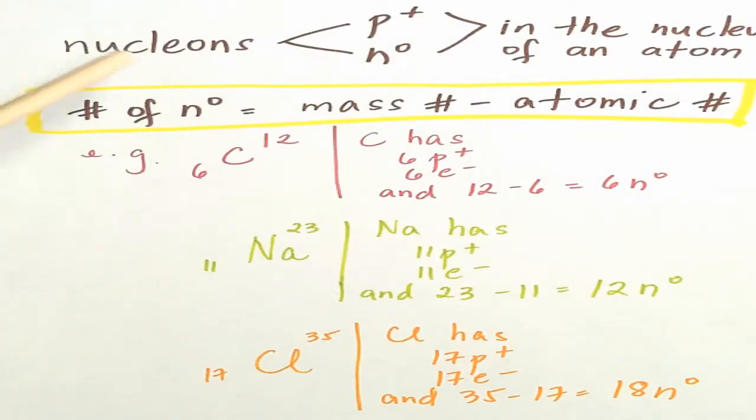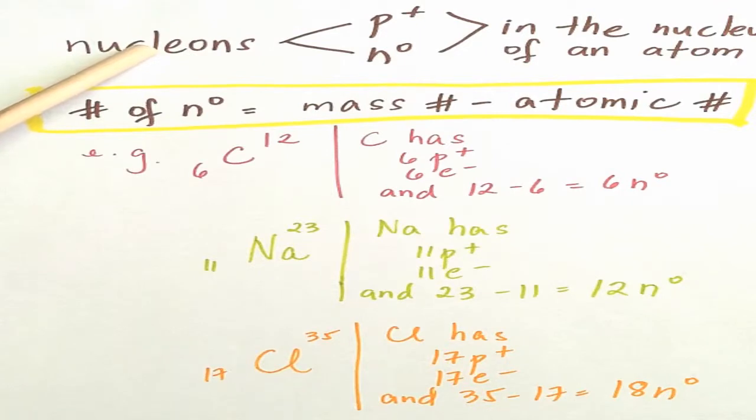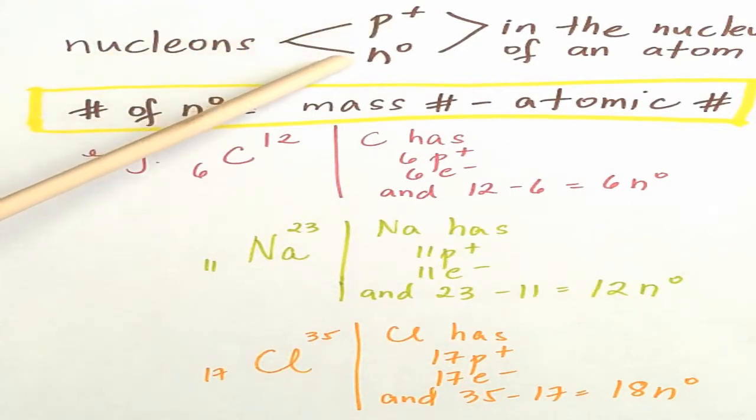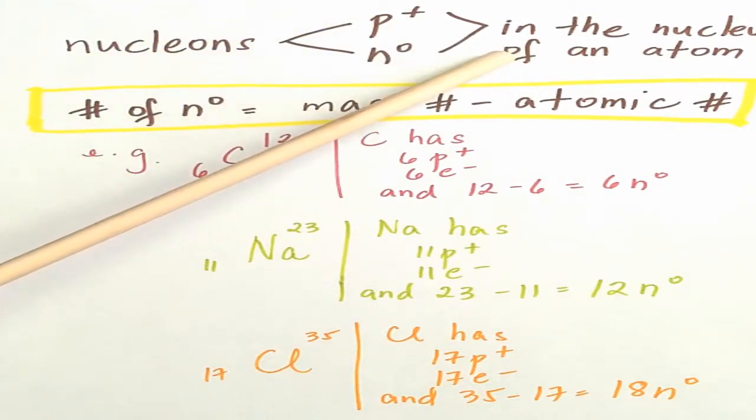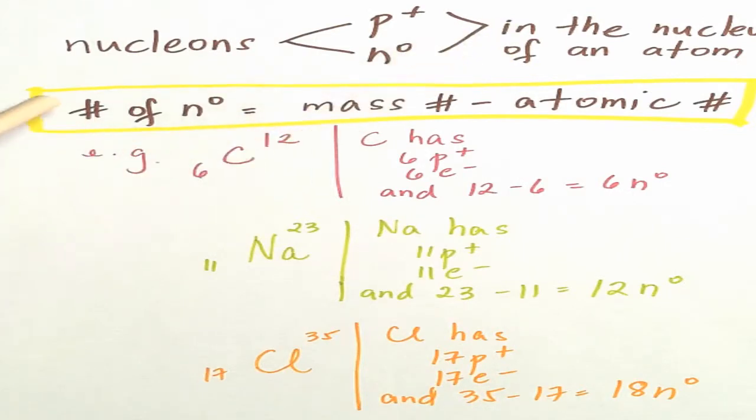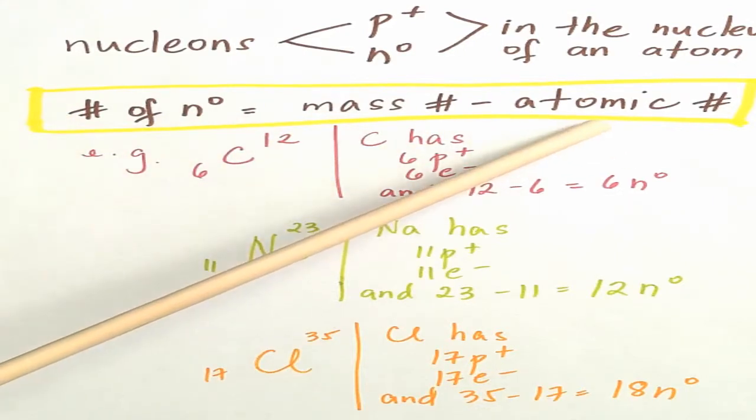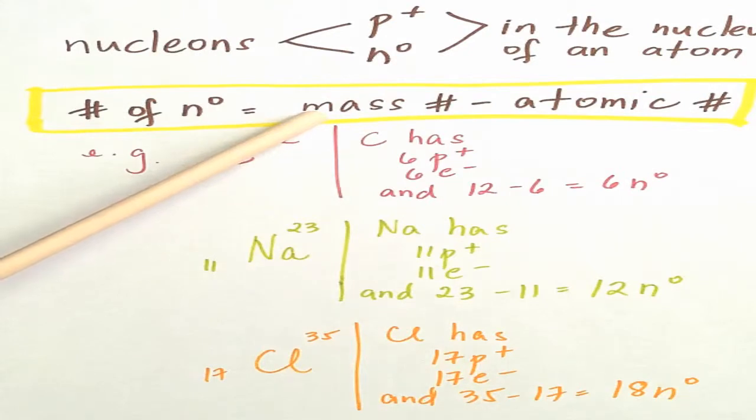So we have the term nucleons, and this refers to the protons and neutrons in the nucleus of an atom. So that if we want to determine the number of neutrons in the atom, we have to subtract the atomic number from the mass number.